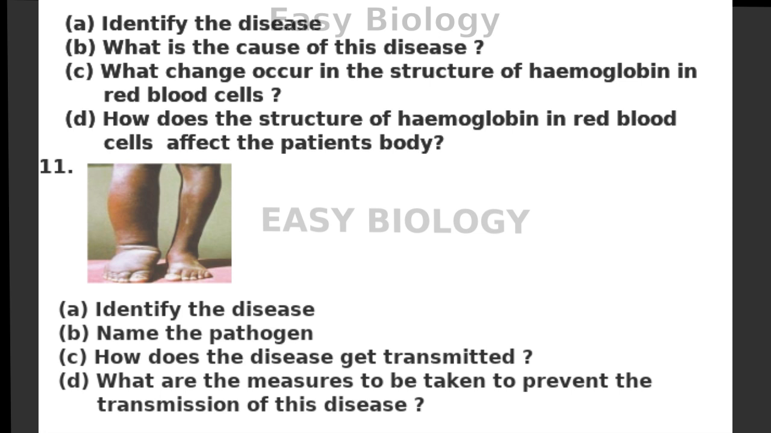11D. What are the measures to be taken to prevent the transmission of this disease? To control the spread of this type of disease, it is necessary to avoid the multiplication of pathogens and vectors. Keep our surroundings clean. Keep a dry day once in a week.